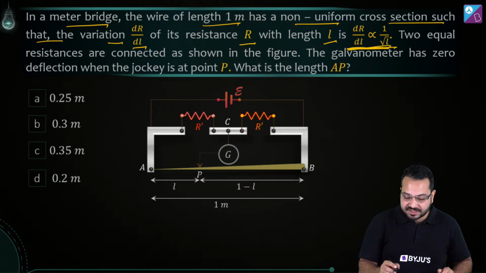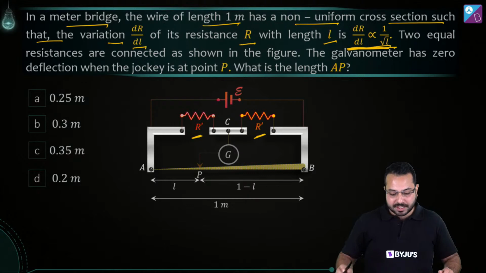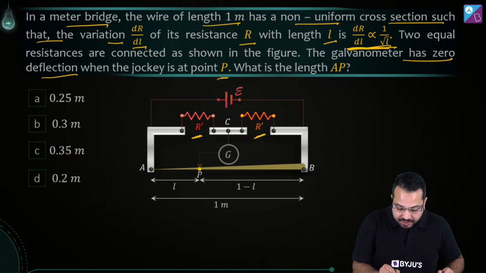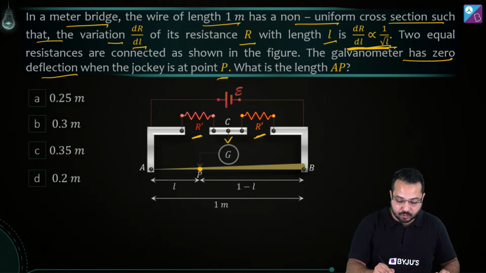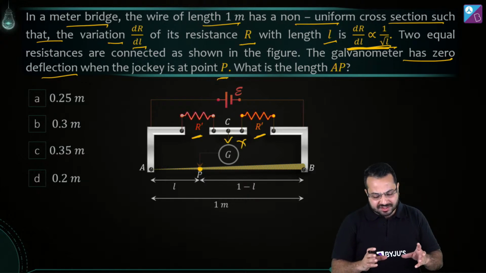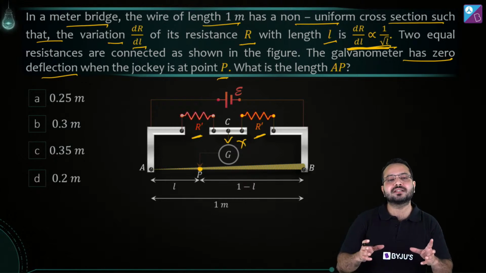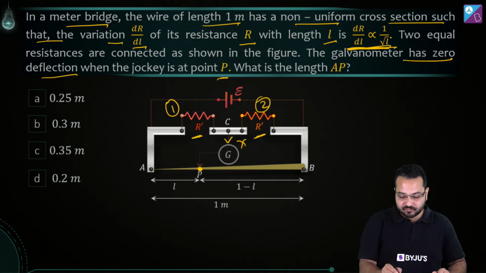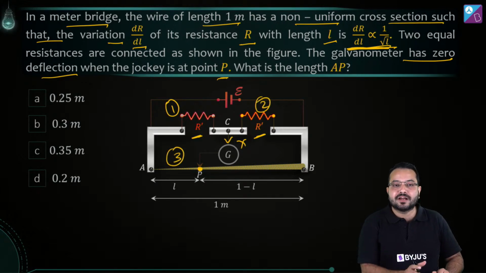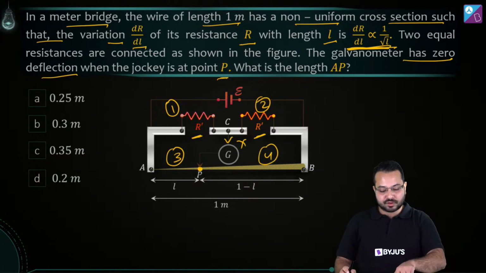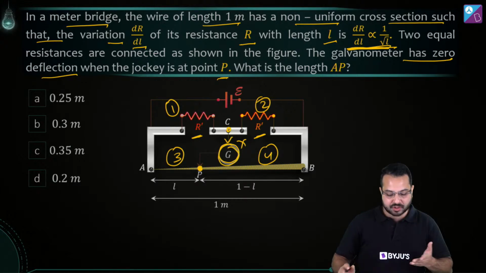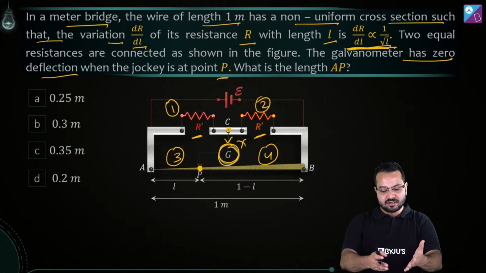Now two equal resistances have been connected. So we have this R prime and this R prime, which is connected in these two slots, and the galvanometer has zero deflection when the jockey is at point P. When the jockey is at point P, there is no current through the galvanometer. So basically what is a meter bridge? A meter bridge is simply a balanced Wheatstone bridge. So here you have one resistance, here you have the second resistance, here you have the third resistance just to the left of the null point, and here you have the fourth resistance, and this galvanometer is between the bridge. So you can see very clearly this is a Wheatstone bridge.